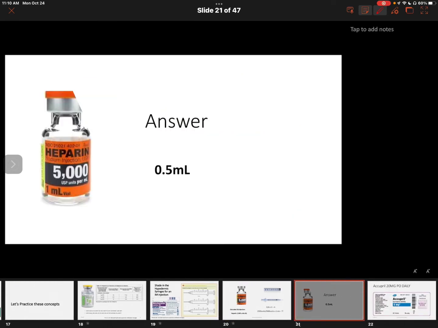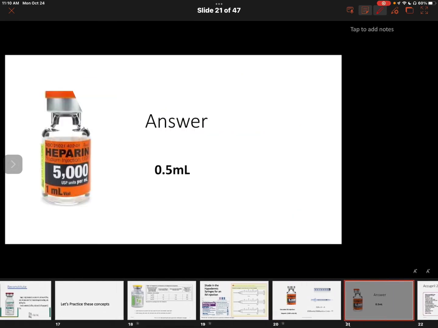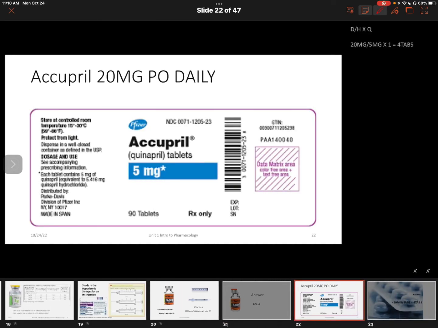And here's your answer. Accupril, 20 milligrams PO daily. This is what we're understanding as the physician's order. I'm going to give you a second here or so to set up that problem. This is the drug that's ordered, the 20 milligrams. This is the drug that we have on hand.